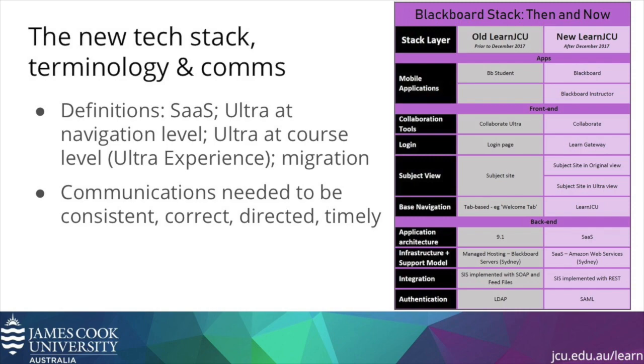And I kind of split it up into what the back-end changes were, what the front-end changes were, and what the app changes were. And I'll just quickly run through a couple of definitions because some of you in the room may not be on SaaS or Ultra yet, and this might make a bit more sense to you. So SaaS is what's happening under the hood. It used to be 9.1. It's the actual application version itself. And it's also, to a certain degree, the paradigm of the application.